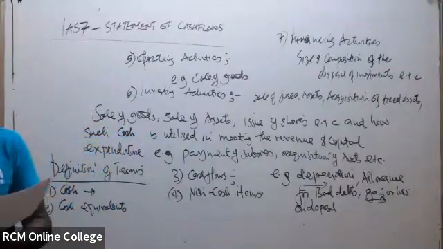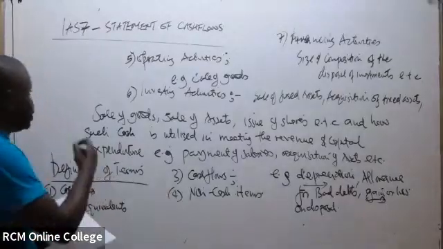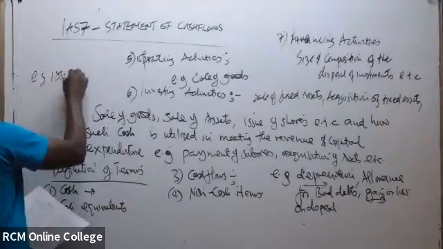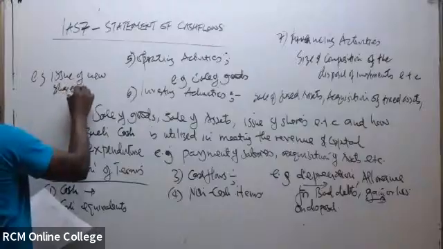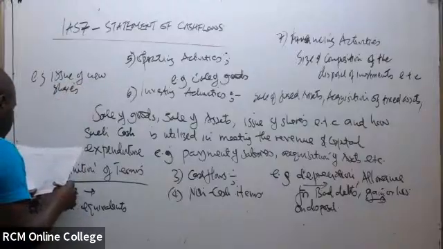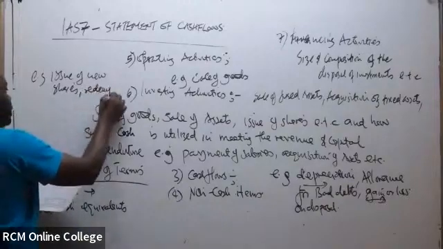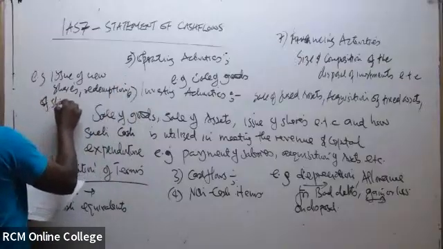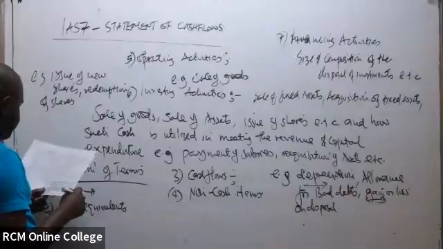You can give examples of activities, e.g., issue of new shares, and redemption of shares, etc.